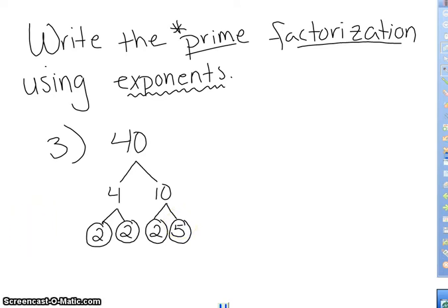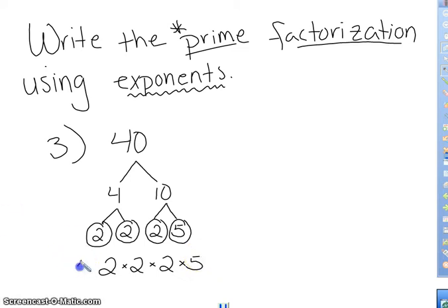So I am going to begin to write out my prime factorization, which would be 2 times 2 times 2 times 5. Remember, your prime factorization is going to include all prime numbers that multiply together to give me that 40 to begin with. Okay, so you can always test it. 2 times 2 is 4. 4 times 2 is 8. And 8 times 5 is 40, so I know I did it correctly.